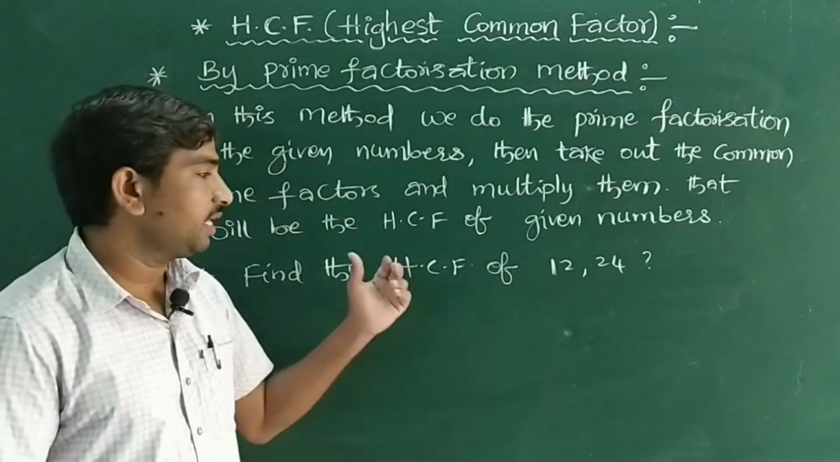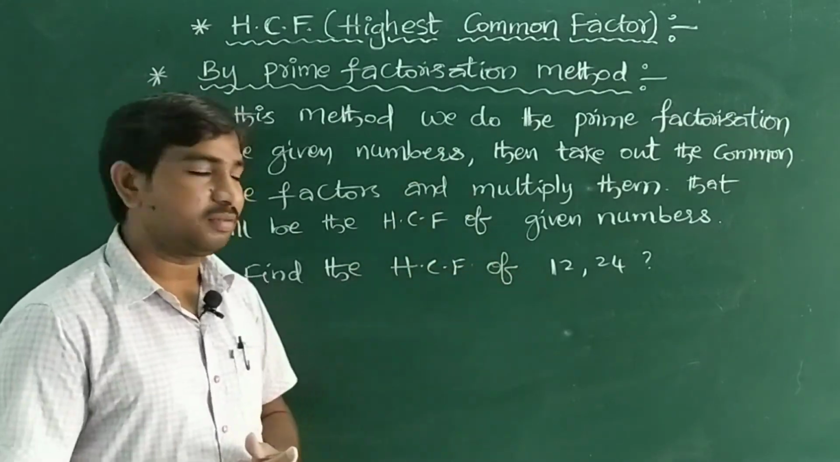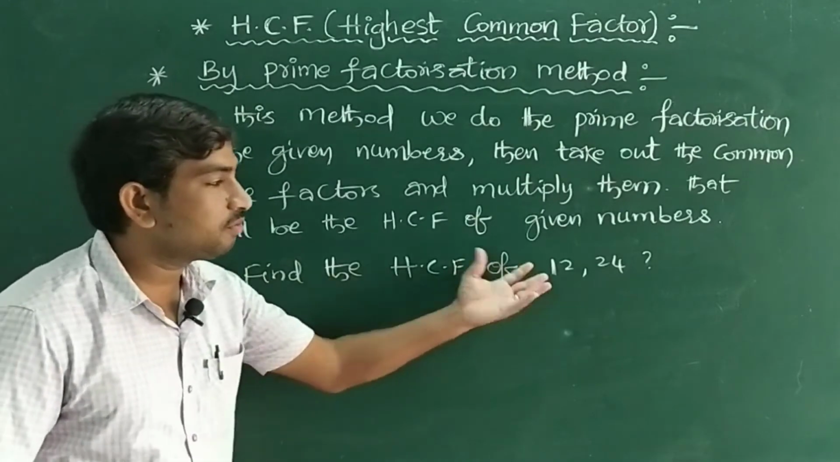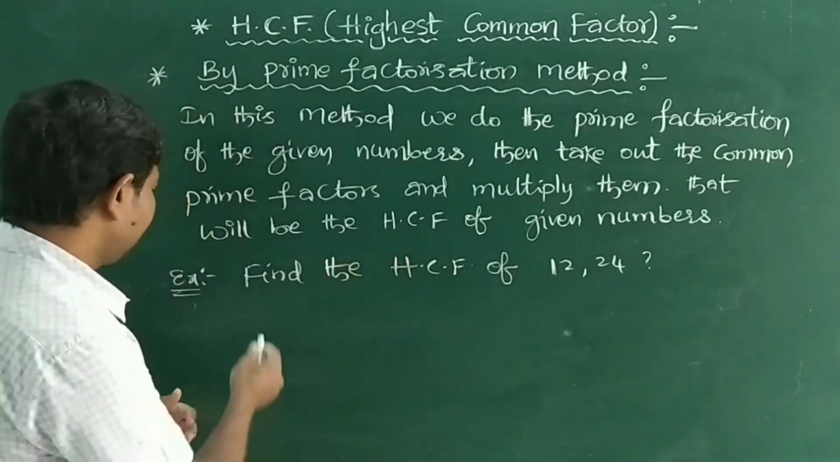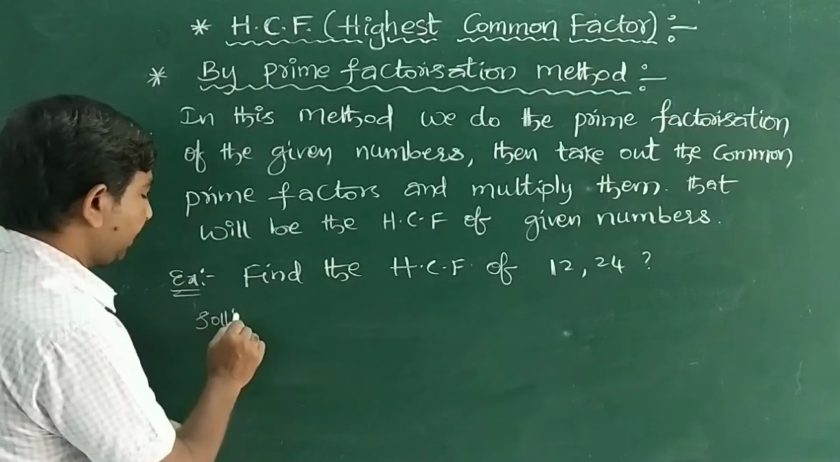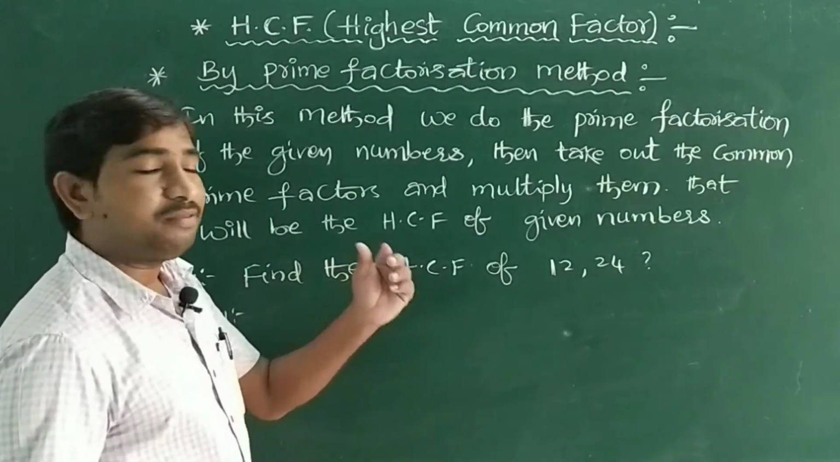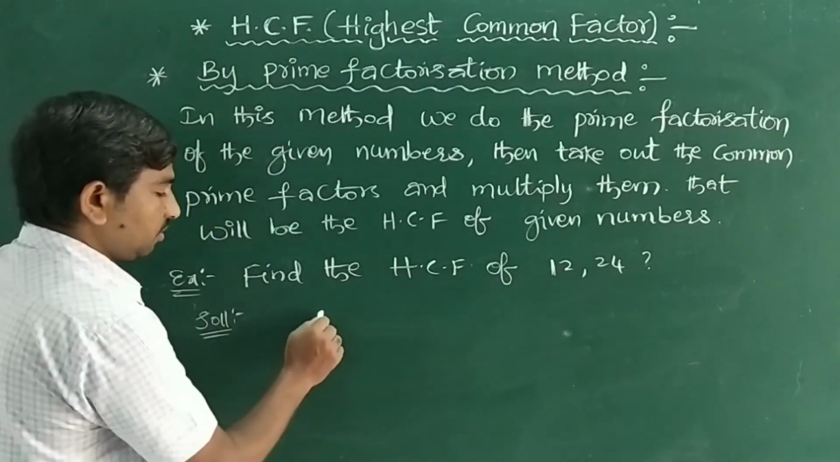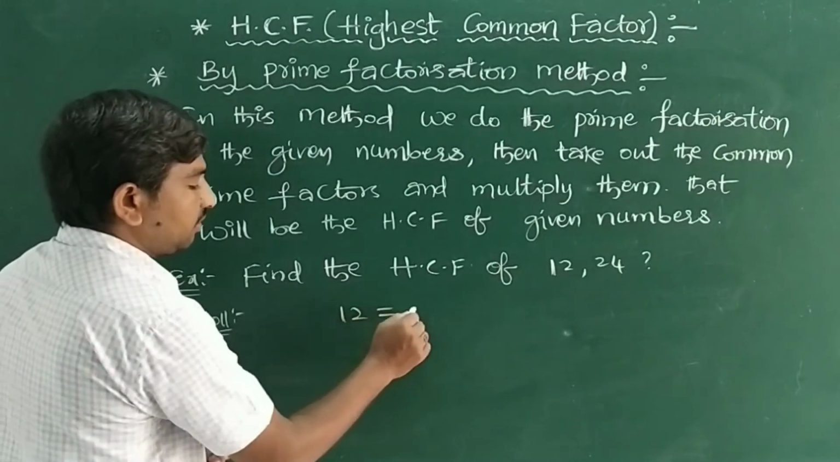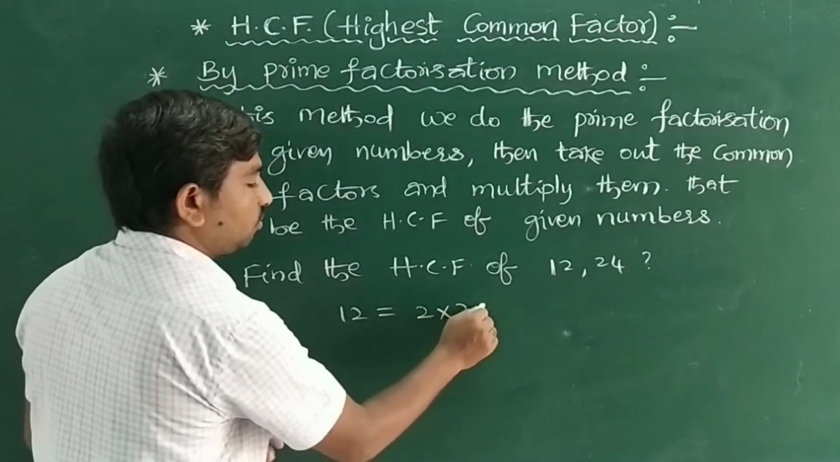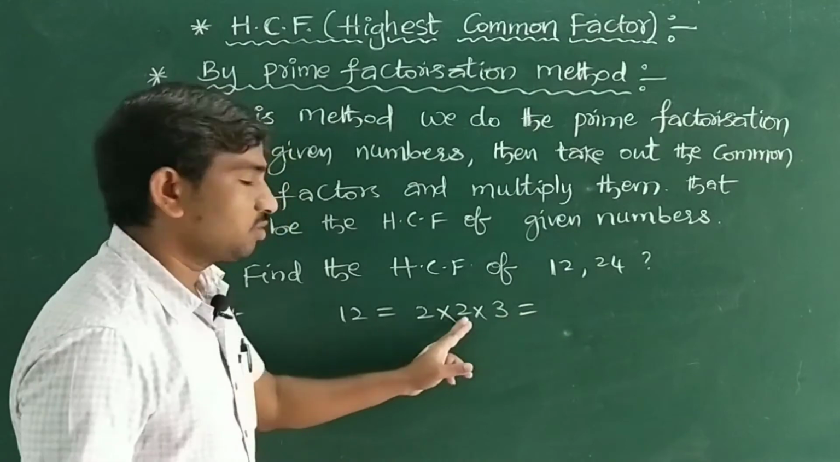I will explain by one example problem. Find the HCF of 12 comma 24, same problem. First of all, you have to write the prime factors for 12 and 24. So 12, I am rewriting, is 2 into 2 into 3. 2 2 is 4, 4 3 is 12.